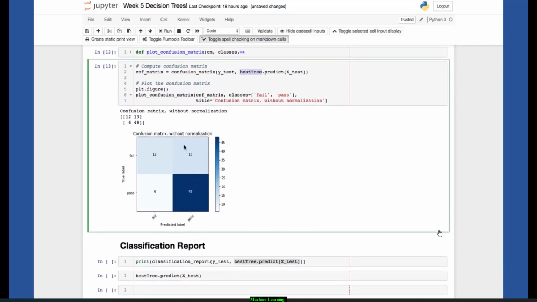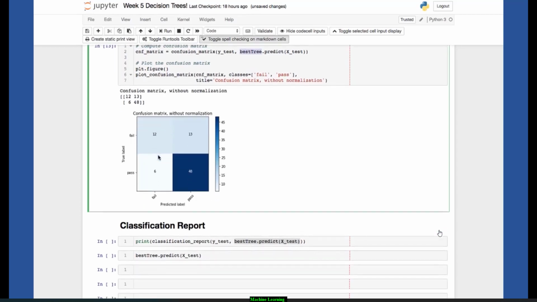And so we see it's a little different. Let's first read this, and we're going to compare it to last week briefly. The model predicted 18 of the students in the test data would fail. It was right on 12, and it was wrong on 6. 6 of those students actually passed.